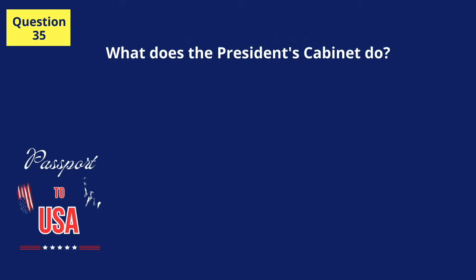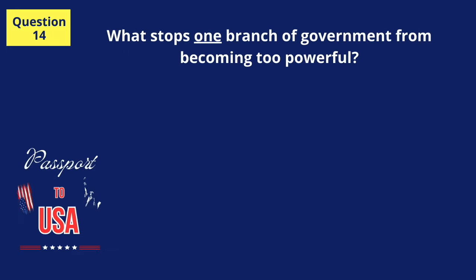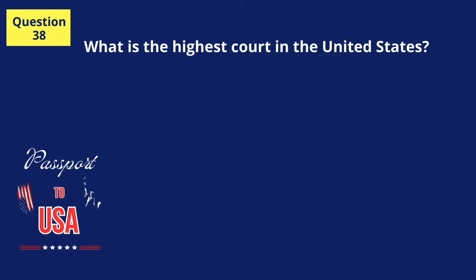What does the President's Cabinet do? Advises the President. What stops one branch of government from becoming too powerful? Checks and balances. What is the highest court in the United States? The Supreme Court.